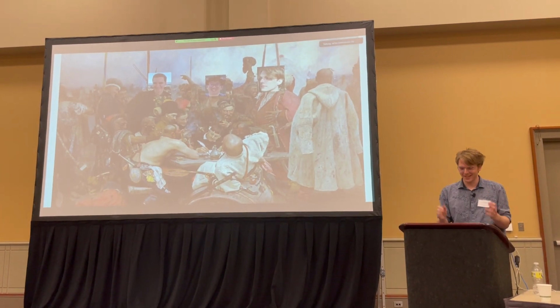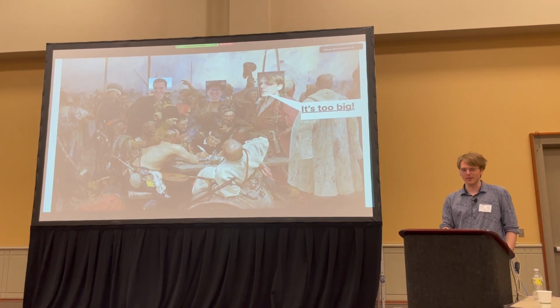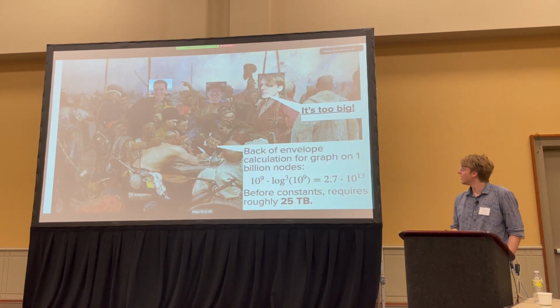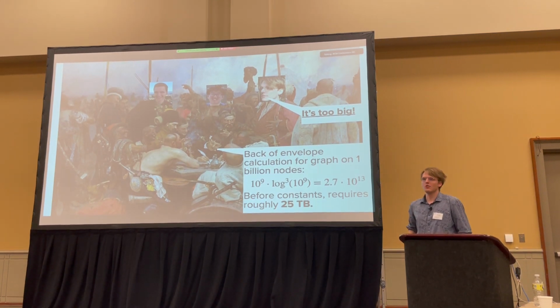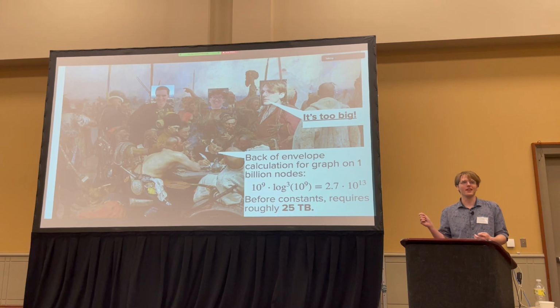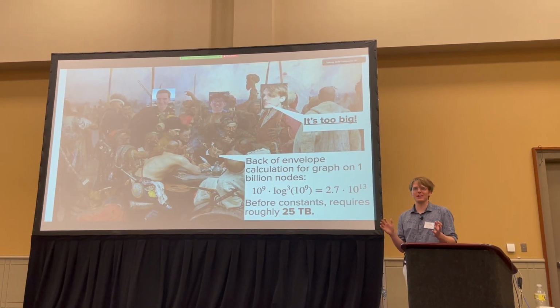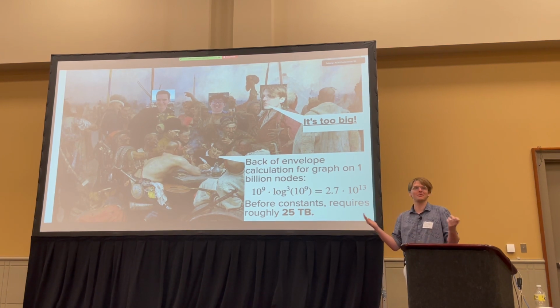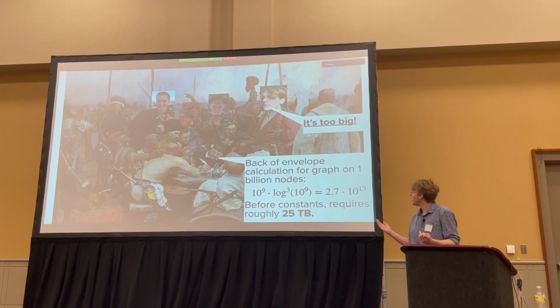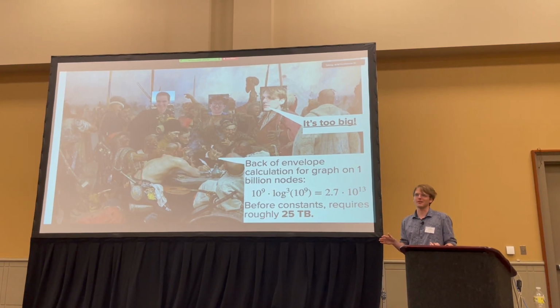But very quickly, our excitement gets slowed down a little bit when we realize the data structure we're going to build is actually going to be quite large. A little back of the envelope calculation. Remember I said before that the space complexity of this algorithm is n times log cubed n. So let's just imagine what n times log cubed n, ignoring the constants, would be for a graph on, say, 1 billion nodes, which is a reasonably sized graph that we might want to compute on. Well, it turns out that before constants, plugging that in, this requires roughly 25 terabytes of space.